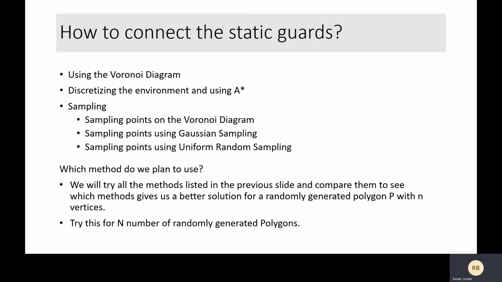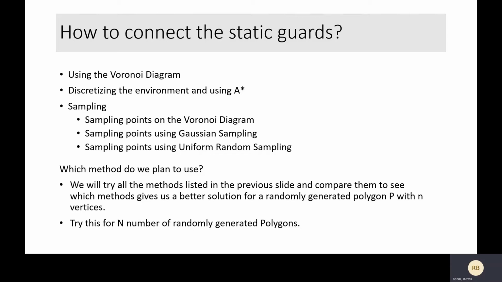Now that we have found the static guards, we'll move our focus to connecting these static guards, that is the Watchmen route. There are various methods that we can use, such as the Voronoi diagram approach, or discretizing the environment and using the A-star algorithm. Then sampling, other methods of sampling such as Gaussian sampling and bridge sampling. So we can implement various path finding methods.